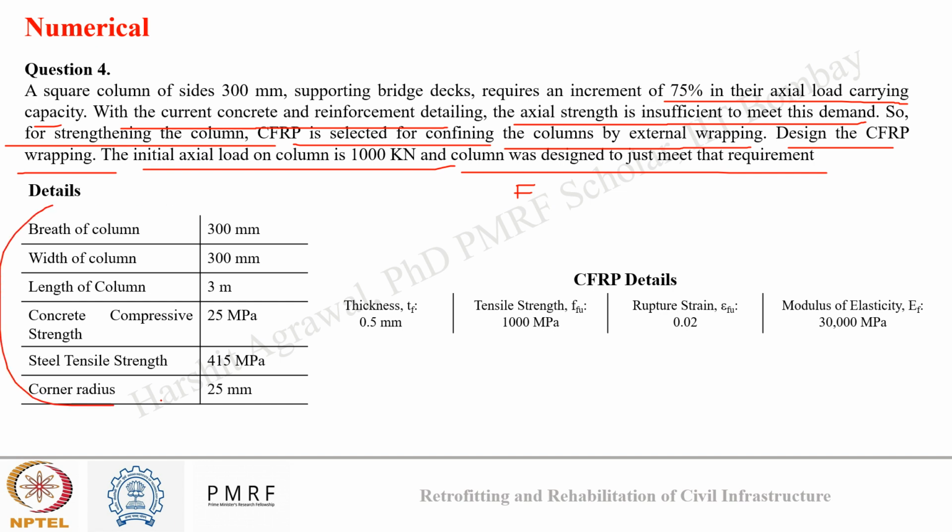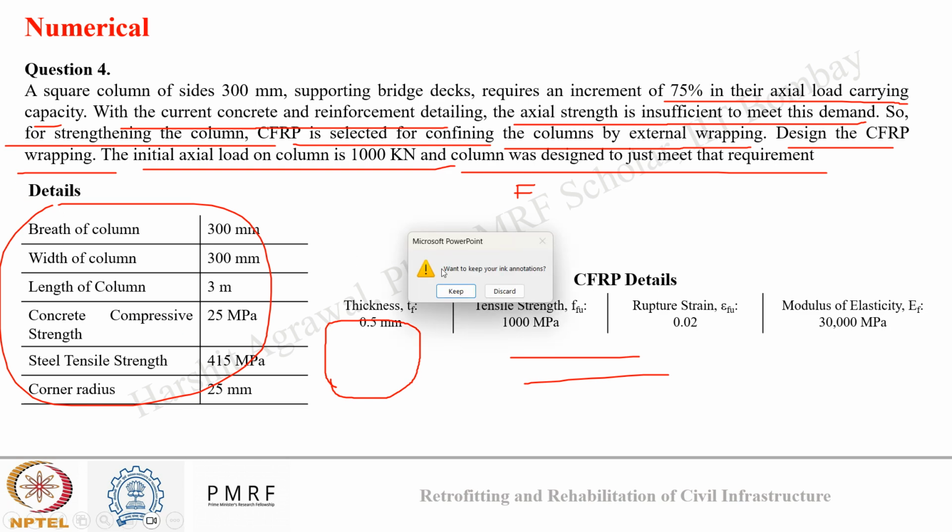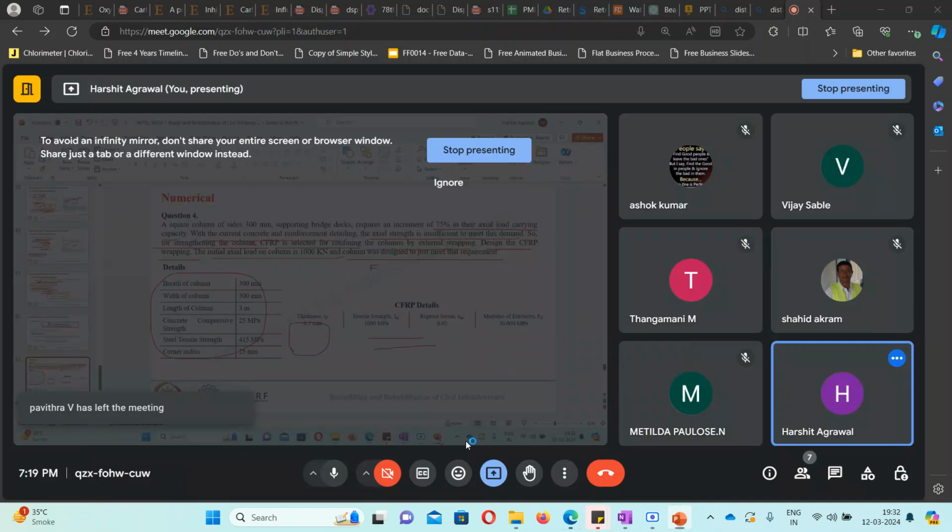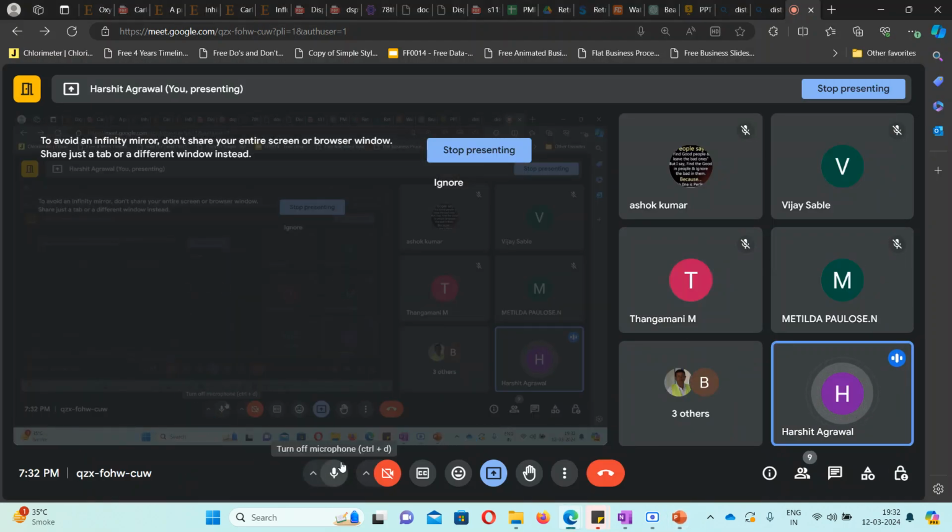So these are the details: length, breadth, width, concrete compressive strength, steel tensile strength, and corner radius. Corner radius like this. And these are the details of CFRP. Just try to think how we will proceed ahead in this question. I will wait for a couple of minutes and then we'll see the solution. By the time, if you have any doubt regarding axial strengthening, you can ask.